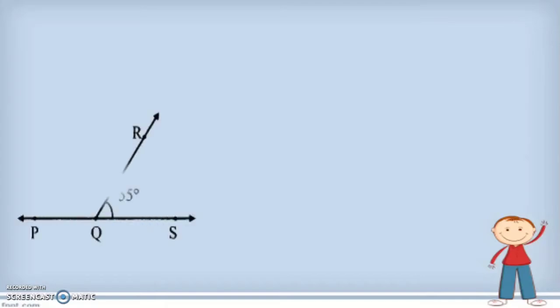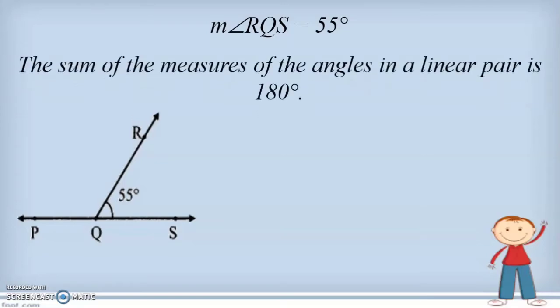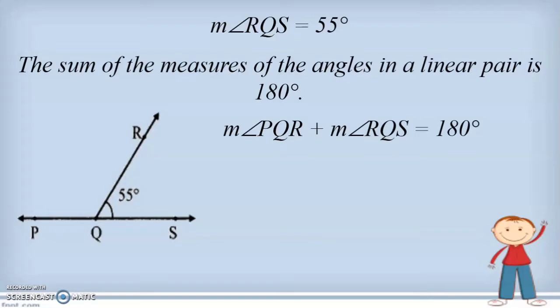Here we have a figure with two angles, angle PQR and angle RQS, with a common vertex Q and common arm RQ. We have the measure of angle RQS as 55 degrees. We know that the sum of the measures of angles in a linear pair is 180 degrees. Therefore, measure of angle PQR plus measure of angle RQS is equal to 180 degrees.